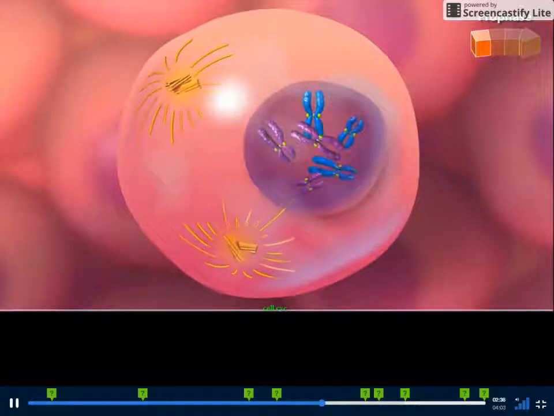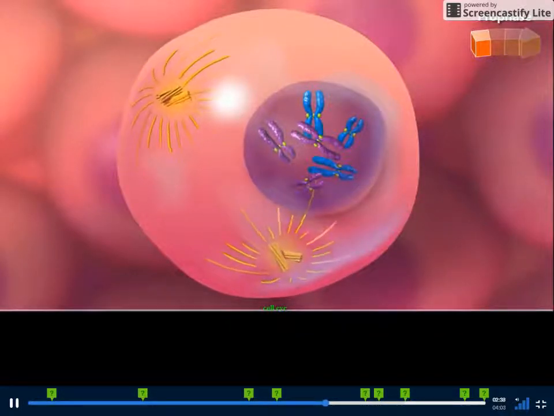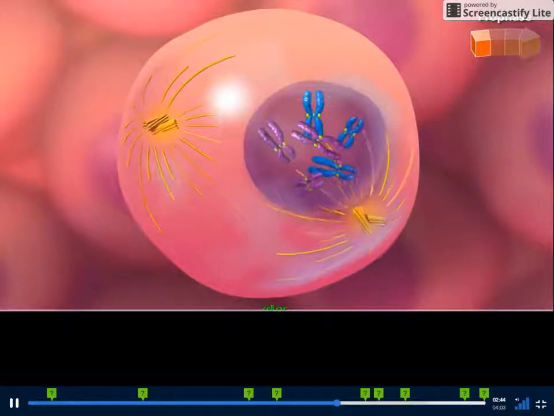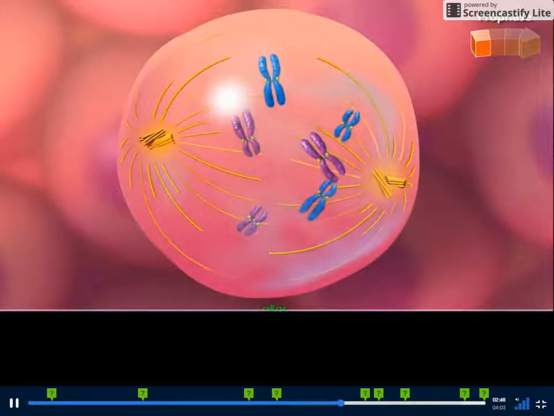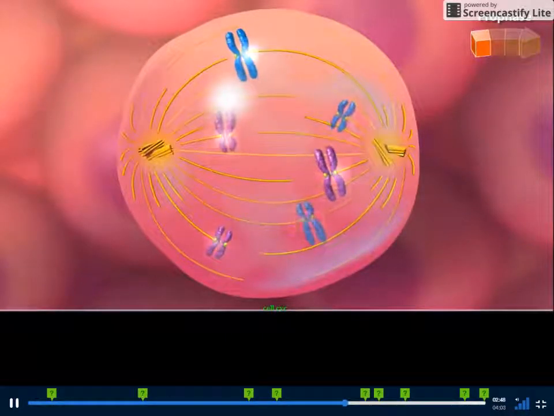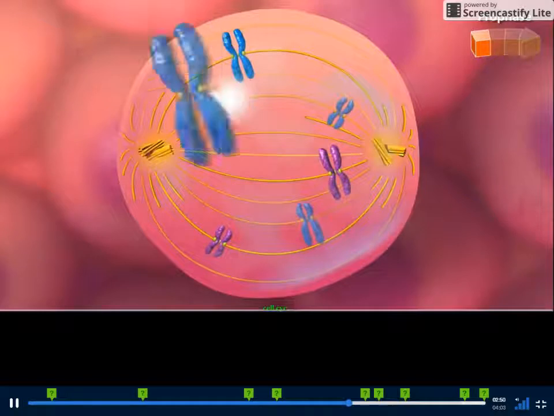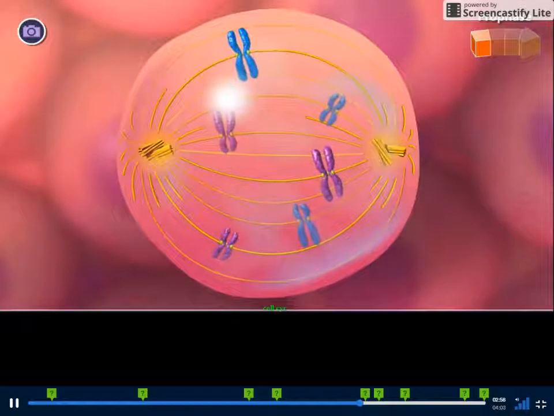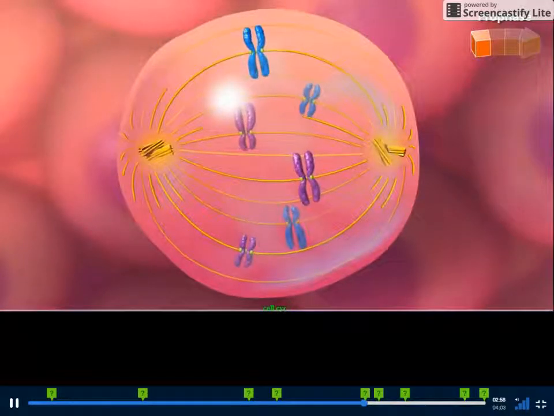The centrioles migrate to opposite poles, establishing a bridge of microtubules called the spindle apparatus, and the nuclear envelope breaks down. Towards the end of prophase, chromosomes attach, by proteins in their centromeres called kinetochores, to microtubules from each pole, moving the chromosomes toward the equator of the cell.